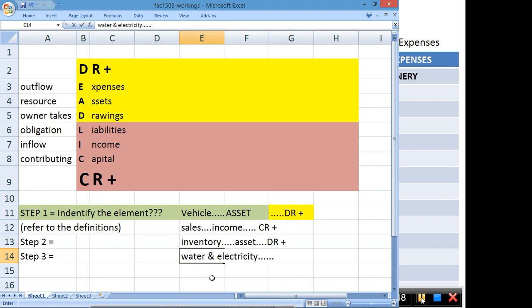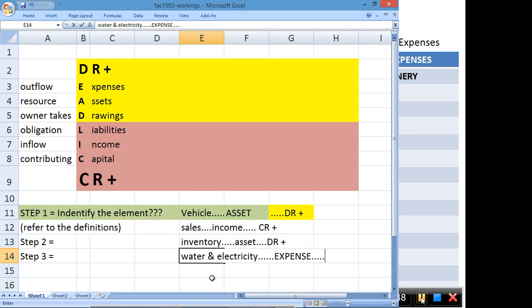Water and electricity is something I use. If I drink water or if I use electricity, do I get it back? No. Once I use it, it's gone. So the lights are on, the power is being used. There's no way of getting that electricity back. If I'm drinking water, there's no way of getting that water back. Once it's used, it's gone. It's an outflow of benefit. So do you guys agree water and electricity is an expense? That's what I want you guys to know.